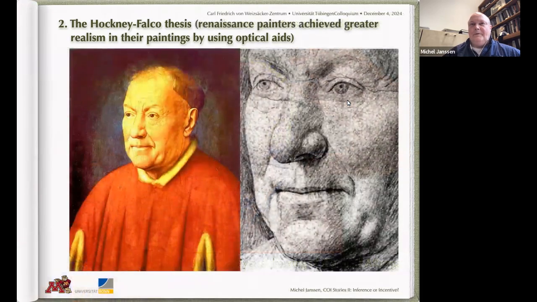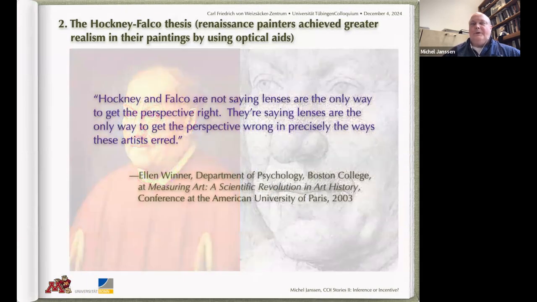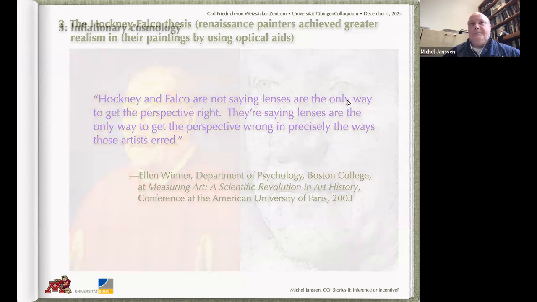Okay. So as somebody attending one of the symposia about the Hockney-Falco thesis, Ellen Winner, pointed out, Hockney and Falco are not saying lenses are the only way to get the perspective right. They're saying lenses are the only way to get the perspective wrong in precisely the ways these artists erred. And I think this is very strong evidence, and I hope you see the analogy with how you get evidence for Newton's theory.